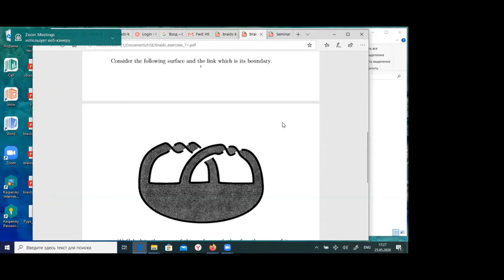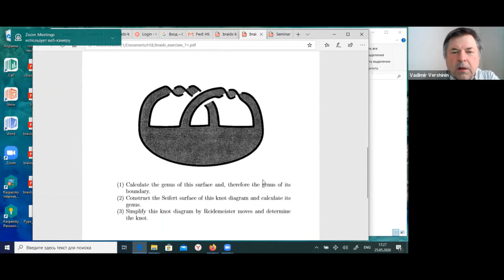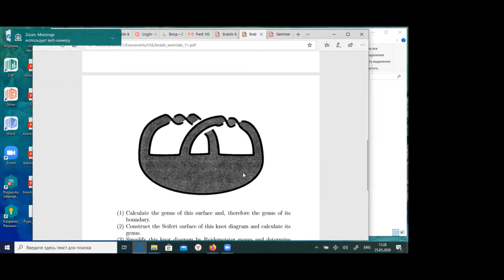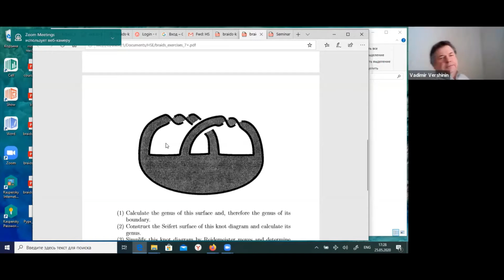Yes. So how can we calculate the genus of this surface? Who can answer about the genus of this surface? It's not so difficult. One boundary, all the line is one boundary. Yes? Sure. Very good. Right.